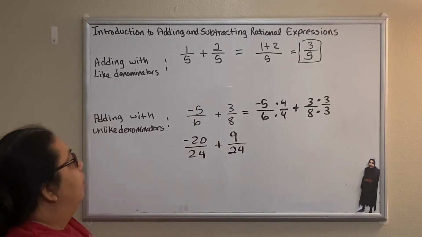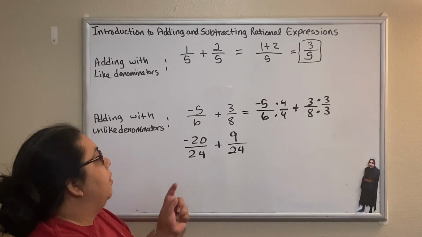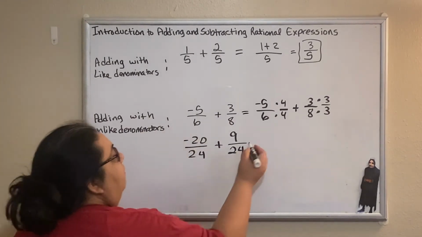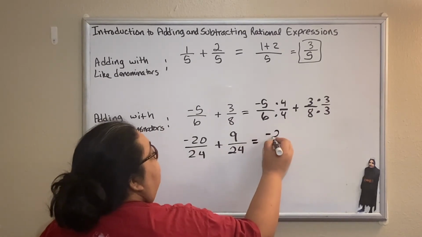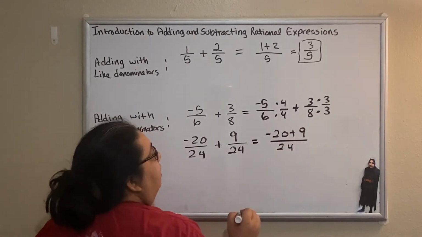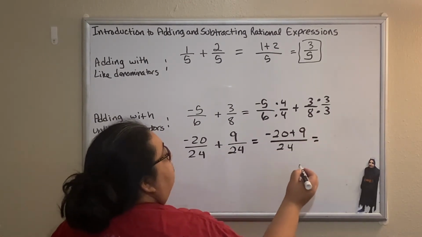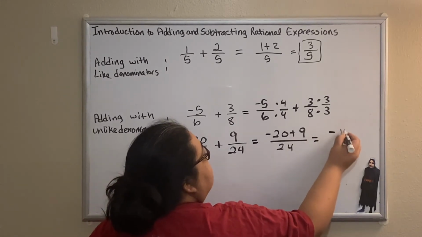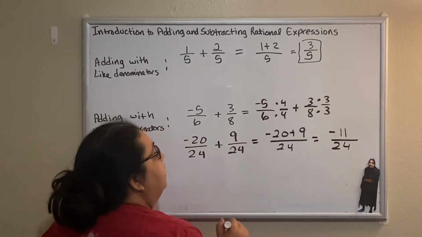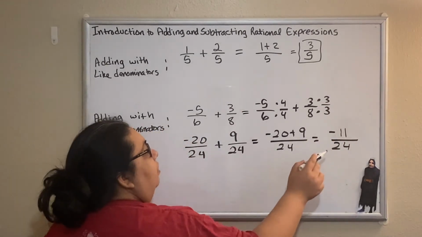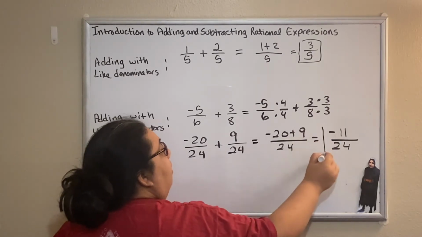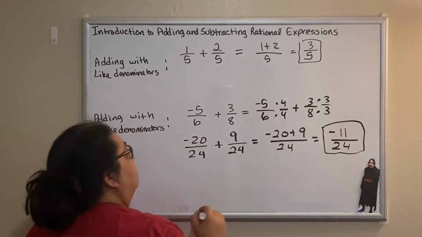And now we have like denominators, which is what we want. We want to get like denominators. Now that we have like denominators, we can do what we did previously, which is put this all together. So negative 20 plus 9, and all of this is going to be over 24. And now negative 20 plus 9, in the next step, we simplify. Negative 20 plus 9 is negative 11 over 24. And then we check, do we need to reduce? Yes or no? And it doesn't look like 11 can be factored to a number that reduces with 24. So this is our solution here.